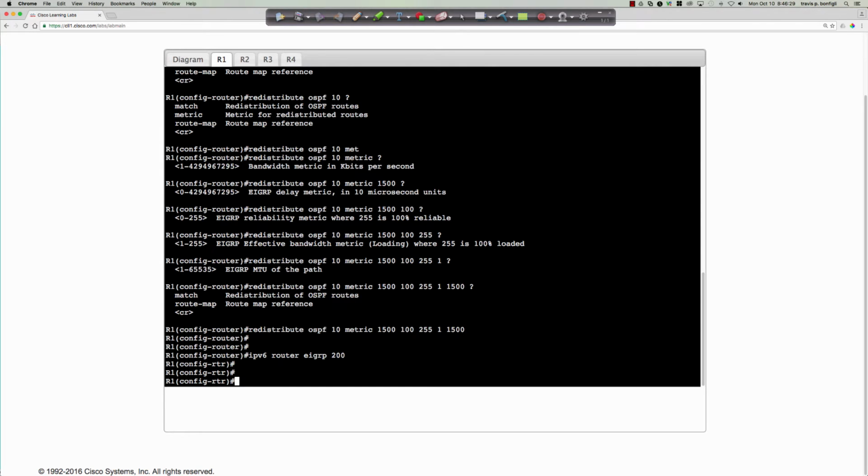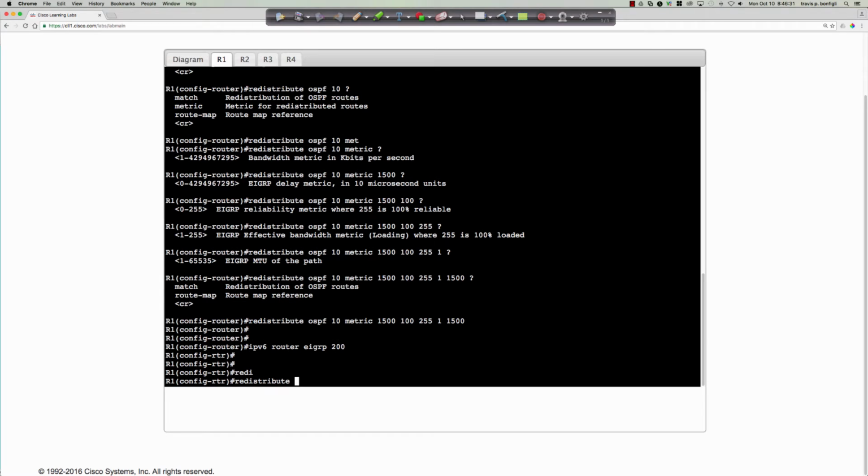Now, we're going to talk about the include connected, because that is definitely something that I can see may trip you up at some point in the course. So we simply say redistribute from OSPF process ID 20. Again, redistributing in the outbound direction, so from OSPF into EIGRP, and we need to assign the same metric.